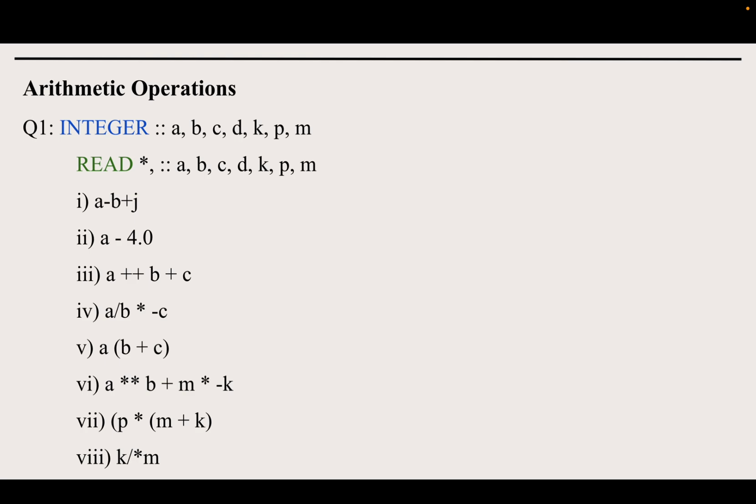So in the first expression we can see we have to debug the error. If we try to execute this, what error will it return to us, that we will see here. So for the first expression, there is a variable written in the expression, but we have not declared that variable. So it will return that j is not declared as an integer.